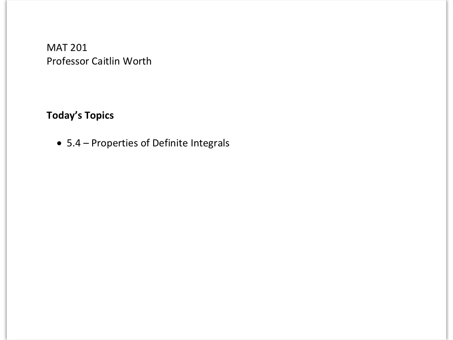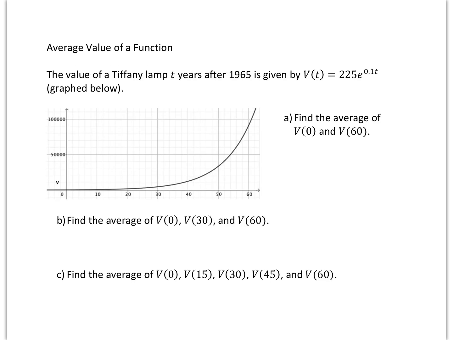Welcome to Math 201. This is lesson 5.4 on properties of definite integrals. The average value of a function. The value of a Tiffany lamp t years after 1965 is given by v of t equals 225 e to the 0.1t. And I've given a graph below.